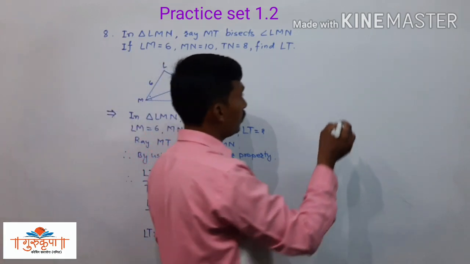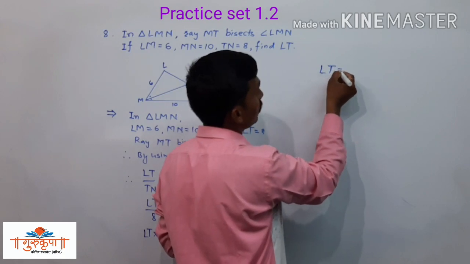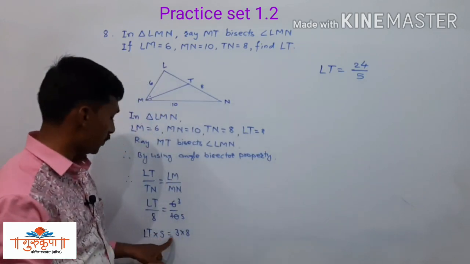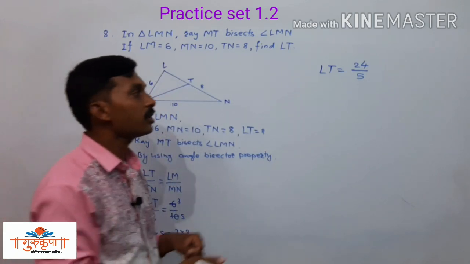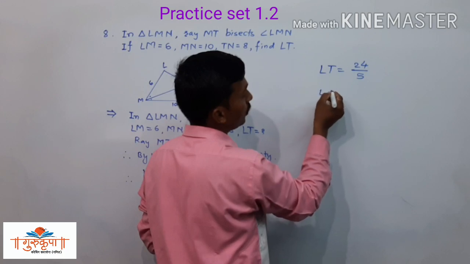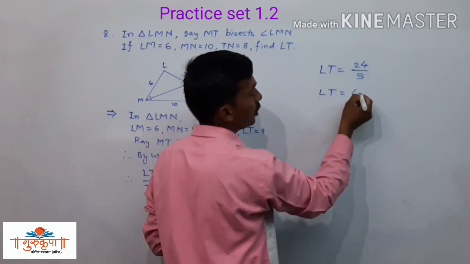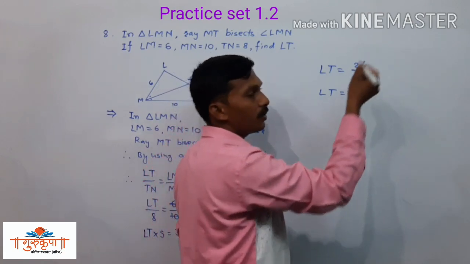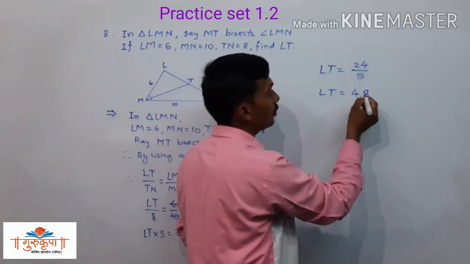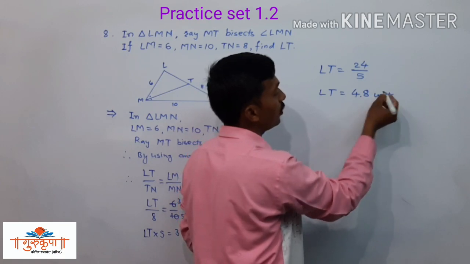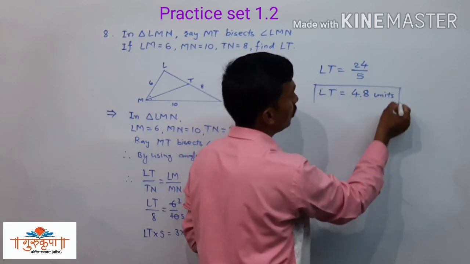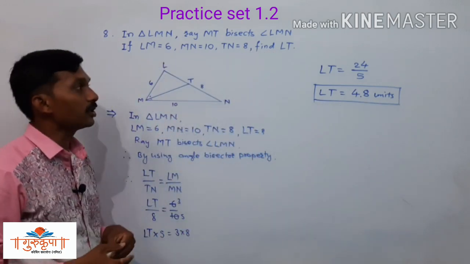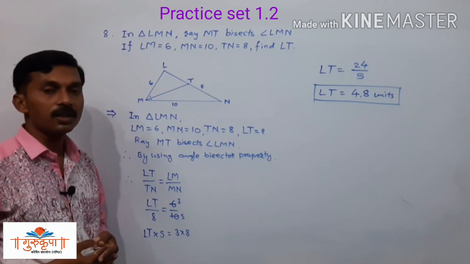So LT is equal to multiplication of 3 and 8 is 24 divided by 5. This 5 is transferred to the right side and it becomes division. So we have 24 upon 5, that is LT is equal to 5 4s are 20, 4 is remaining there. Take the decimal sign here. Now we have 40, that is 5 8s are 40. So LT is equal to 4.8 units. Here we complete question number 8.